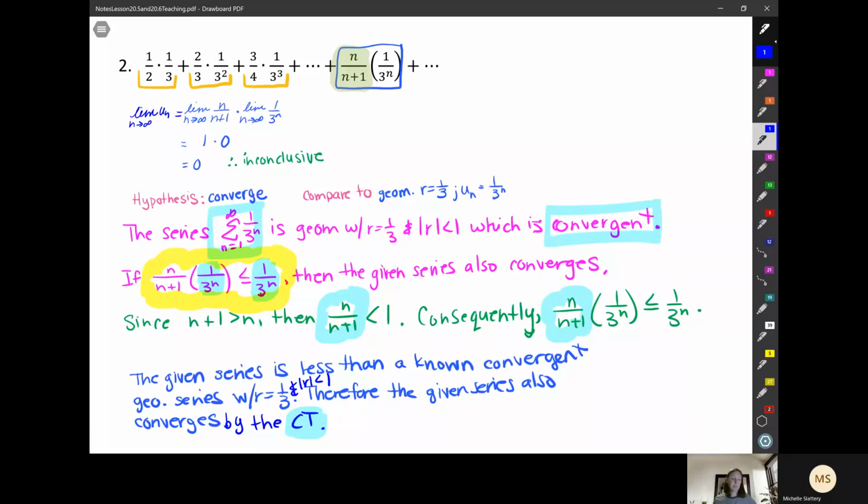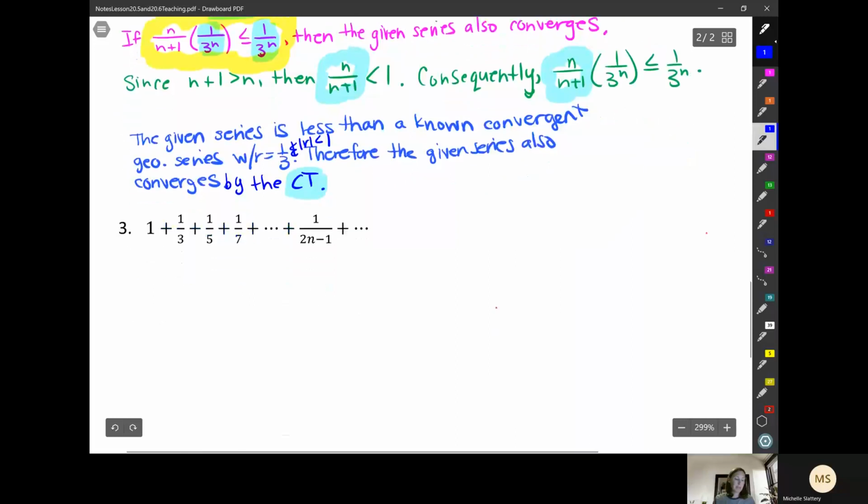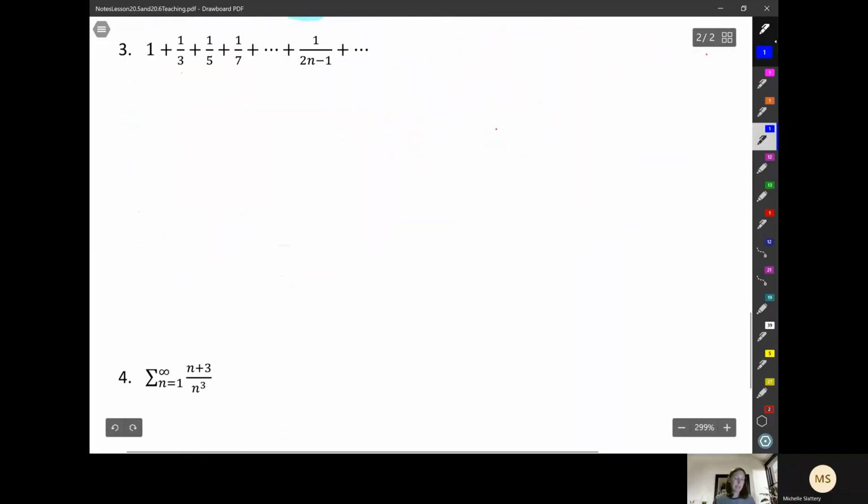All right, that's example 2. Let's take a look at example number 3. If you think maybe you can do example number 3 on your own, pause the video and see if you want to go ahead and give it a try.